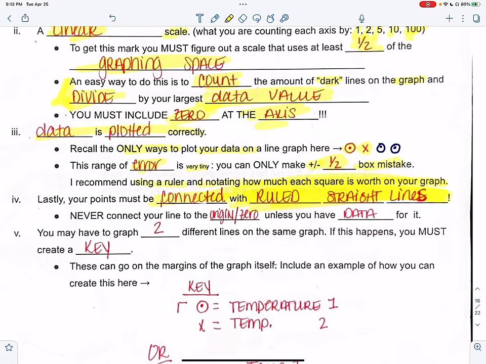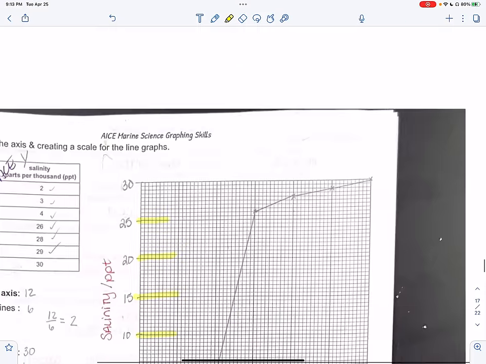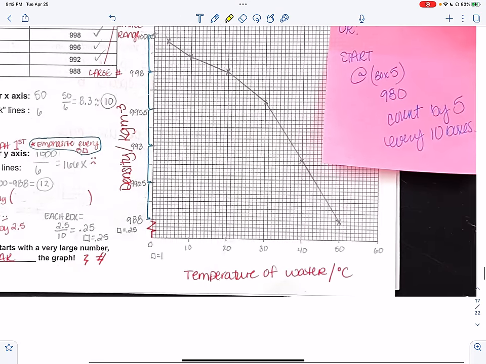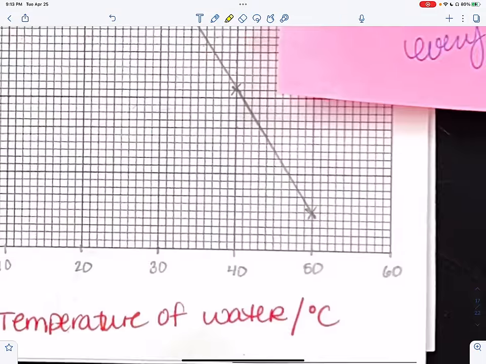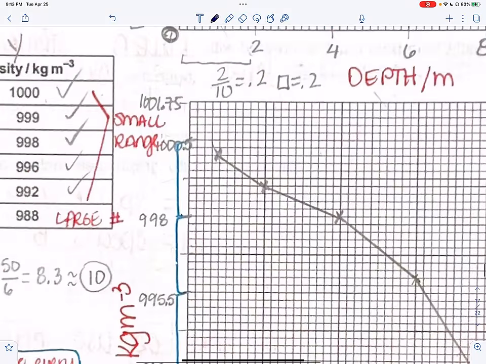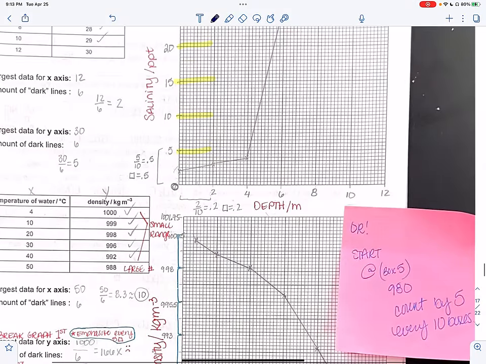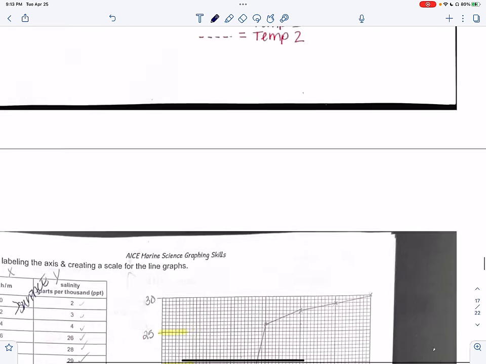Never connect your line to the origin or to the zero unless you have the data. I have a lot of students who see this line right here and they're like, oh, I don't like that, it's not complete, and they bring it down for no reason. Don't do that. These are just practices that we did in class. Or, if the data was right here and that's where it started, they just bring it to a zero because they want to. If you don't have the data for it, then you don't have the data for it. It's fine.